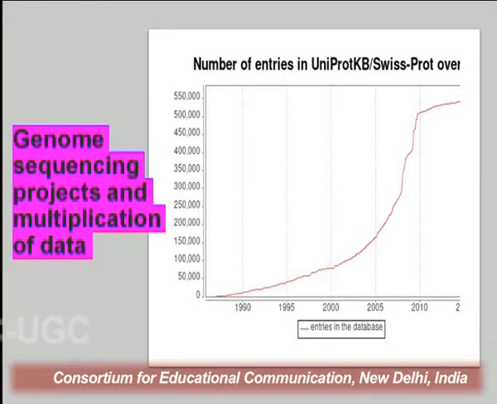Then in this era we were starting with the genome sequencing projects, and there was a huge multiplication of the data. I would like to show you this graph, which shows the exponential growth of data from 1990 to 2010. If a genome is sequenced, it has huge information stored in it, and we have to have methods to manage this information. This shows the number of entries in the UniProt or SwissProt database over 1990 to 2010.